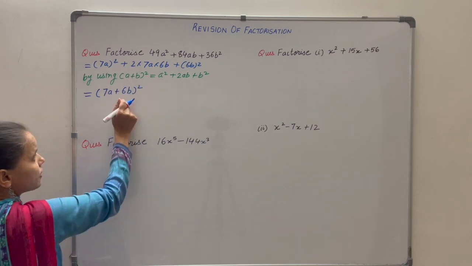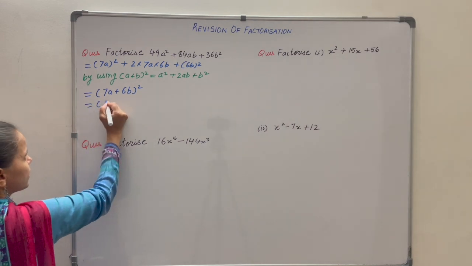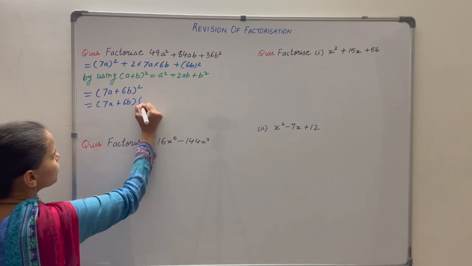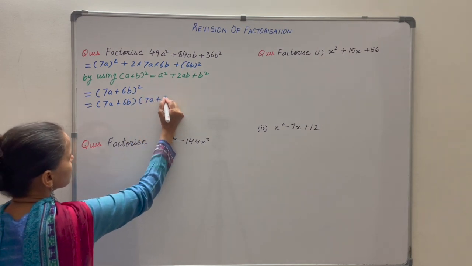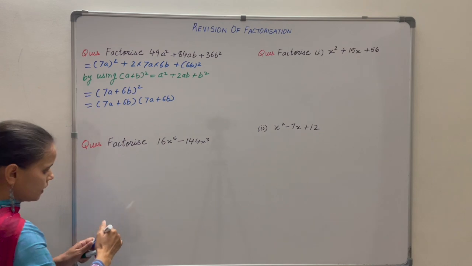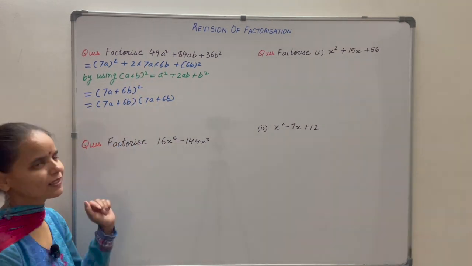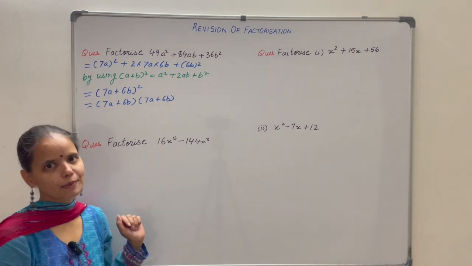You have to factorize it, so let us rewrite it as 7a plus 6b into 7a plus 6b. These are the factors for this algebraic expression. Factorize. You have to factorize this algebraic expression.